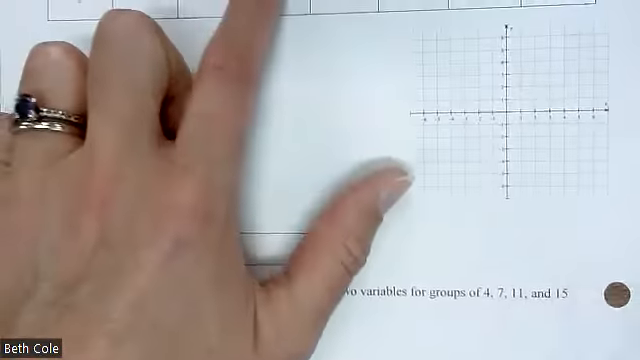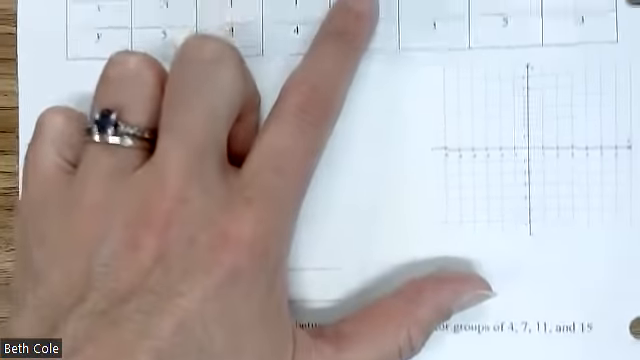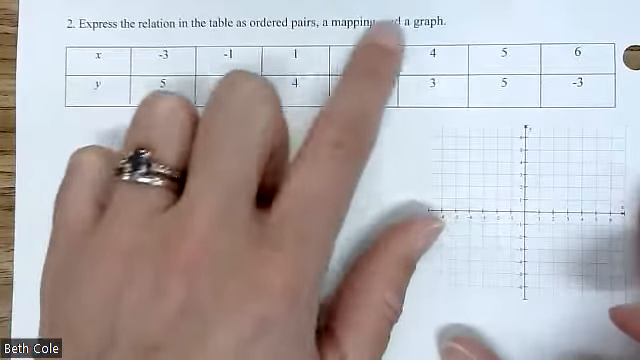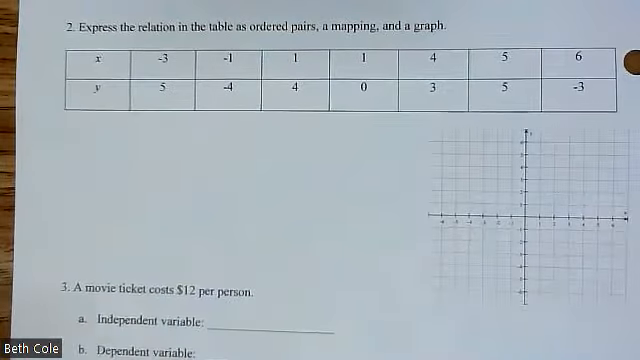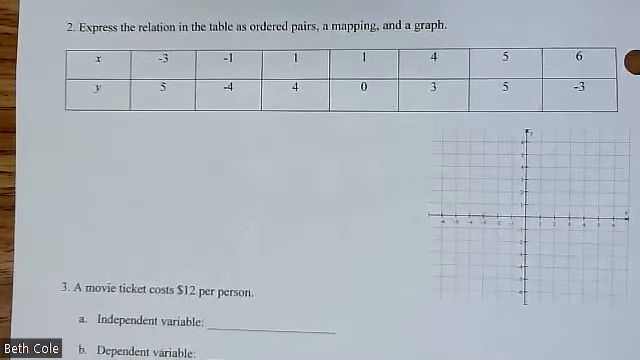Express the relation in the table as all the other things. This time I gave you the table instead. We're going to write it as the ordered pairs, the mapping, and the graph. Let me be quiet and let you guys try this one, and then I'll give you the answers. I'm going to hit pause on the recording.